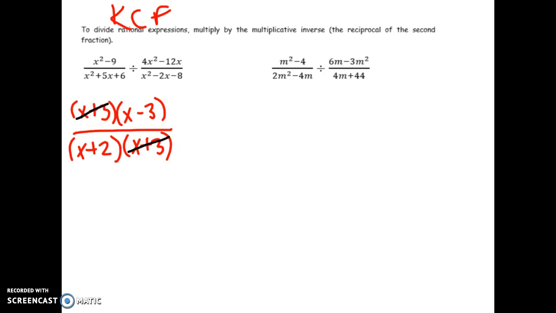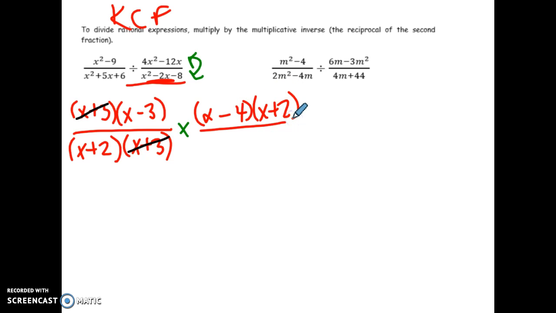Okay, and now I change it to times. And then remember, we flip the second one. It's the reciprocal, the multiplicative inverse. So on the top, which is actually the bottom, I'm going to have x minus 4 and x plus 2. And now on the bottom, I'm going to have to pull out 4x, and I'm left with x minus 3.